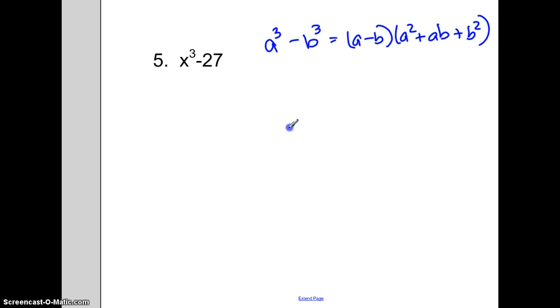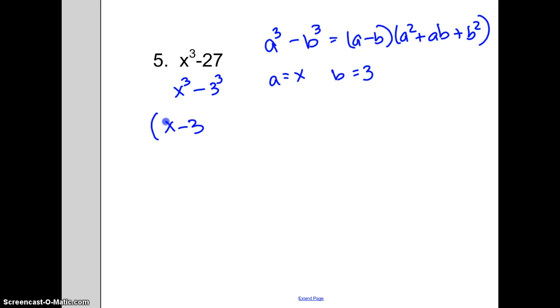Number 5, this is another binomial, but this time notice the cube up here. So now we have the difference of two cubes. The pattern is a cubed minus b cubed equals a minus b times a squared plus ab plus b squared. Now, if it helps you, you might want to rewrite this as x cubed minus 3 cubed so that it's easier to see, okay, the a in the pattern is the x and the b in the pattern is the 3. And then we just substitute x every place we see an a and 3 every place we see a b.